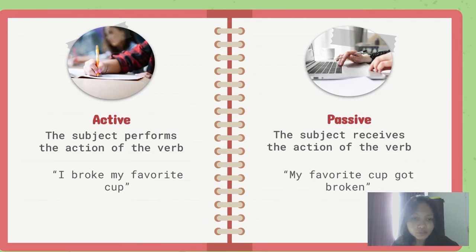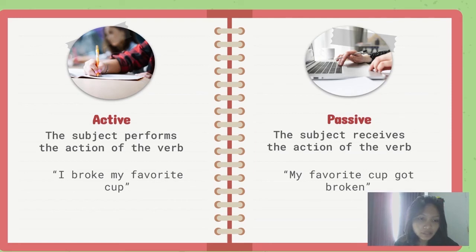First, here's a quick refresher on active and passive voice. In an active sentence, the subject performs the action of the verb. The object receives it. Take the sentence: I broke my favorite cup. The subject is I, and the object is my favorite cup.